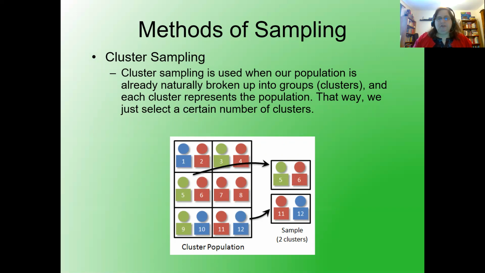Let me give you another example of this. Classrooms are great examples because that's naturally already broken up, right? So if you are looking to test an entire 5th grade, right? That's your population of interest, the entire 5th grade, and there are 8 5th grade classrooms. Maybe you just choose 2 of those classrooms, but then everyone in those classrooms gets your intervention or gets your test. Okay, so that would be another example.